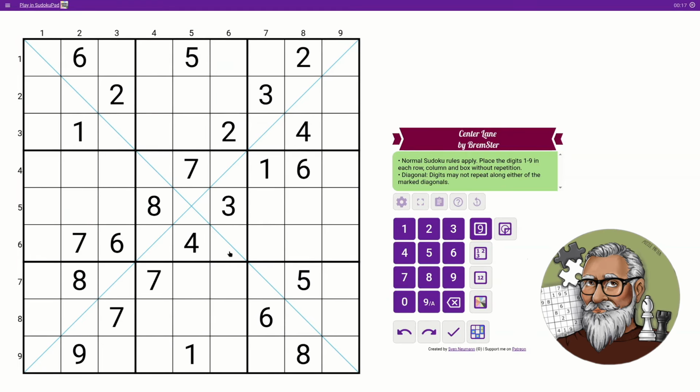Today I'm going to be trying my hand at Center Lane by BremSter. If you'd like to give it a go, there will be a link in the description below. If you do, please let me know how you fared and what you thought of it.